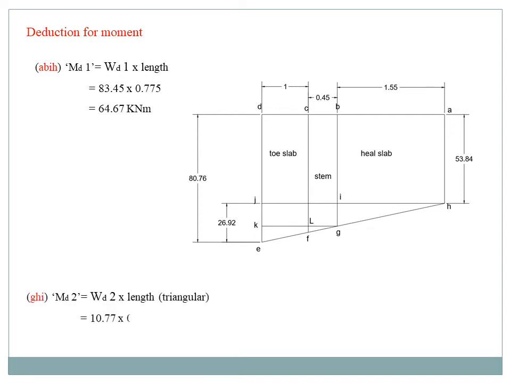The next, GHI portion. MD2 is equal to WD2 into length. That length is for the triangular portion. We already know that for the rectangular portion the length is divided by 2, and for the triangular portion it is divided by 3. So 1.55 divided by 3 is 0.516. So WD2 is equal to 10.77 into 0.516, which is 5.55 kilonewton meter.